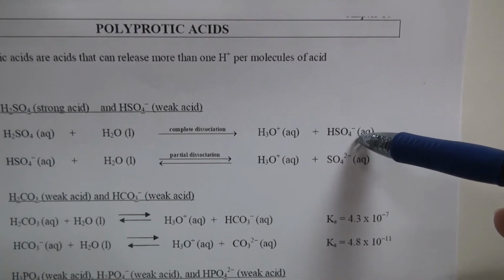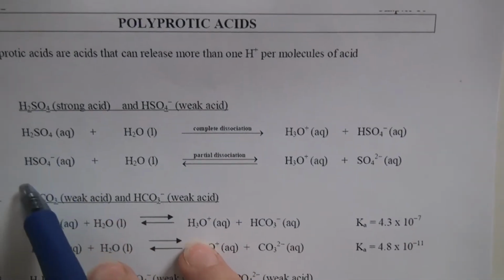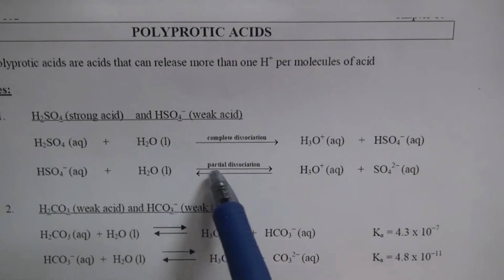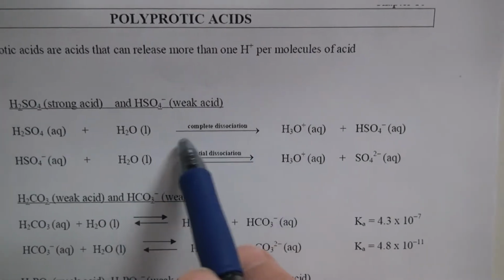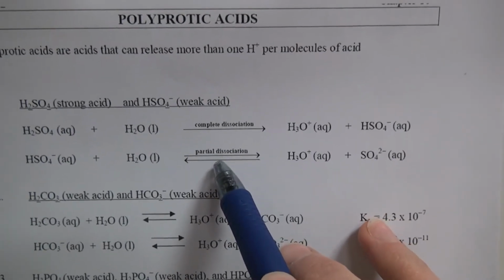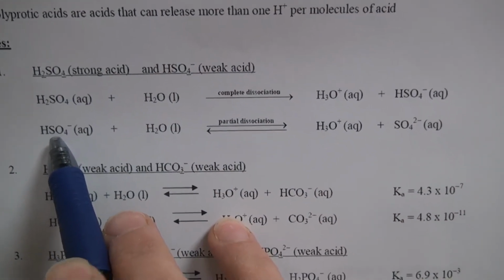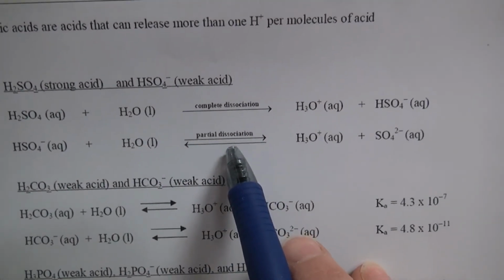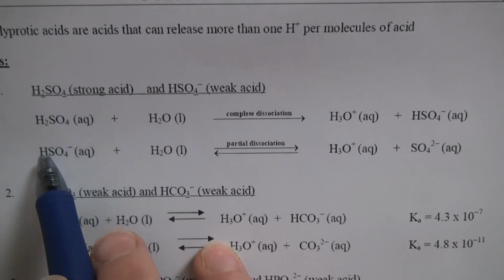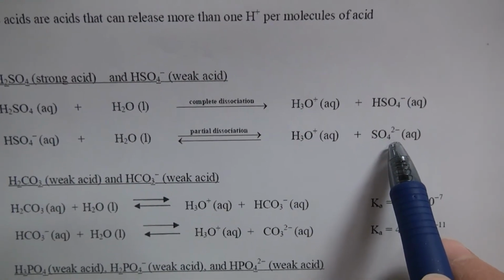Then the second proton can be removed, because it has 2 protons. In the second equilibrium, we have the dissociation, and this one is only partial. So the first one is 100% dissociation, and we have an equilibrium occurring here because this is no longer a strong acid. This is a weak acid. So we have an equilibrium occurring here, and we can remove that proton, forming the SO4 2- anion.